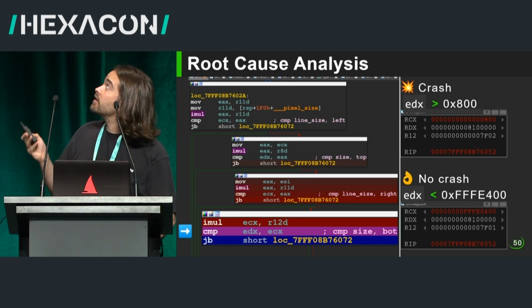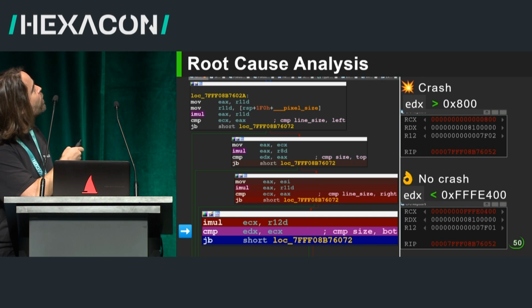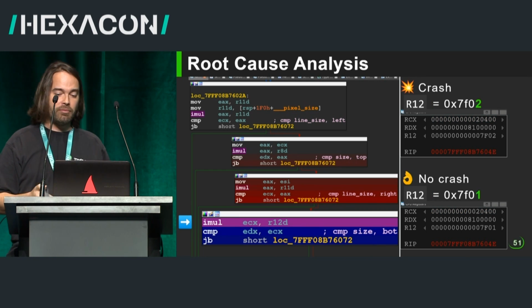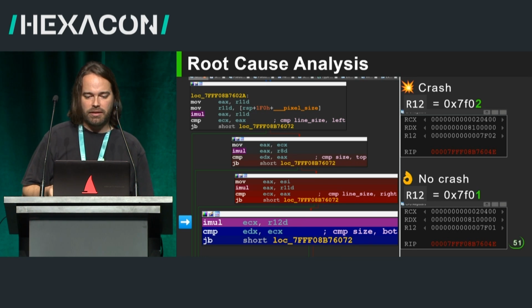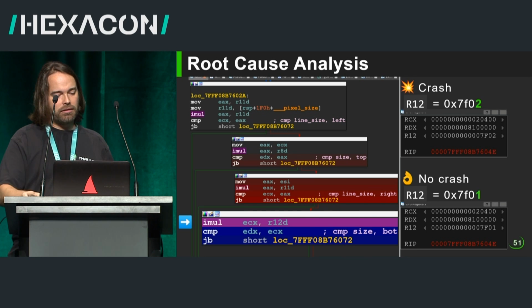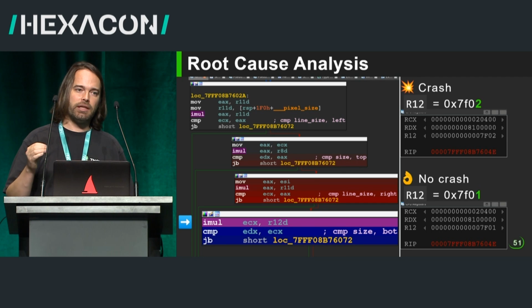In the crashing case, ECX is very small, and in the non-crashing one, it's very big. And ECX is computed with a multiplication. And I can already guess, if you did not guess earlier, that it's just an integer overflow on the check between the bottom coordinate, the end of the rectangle, and the end of the surface.